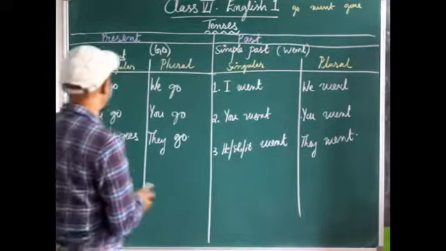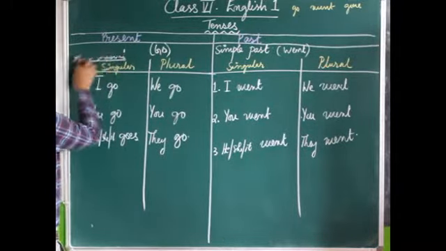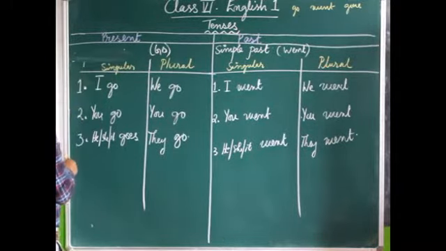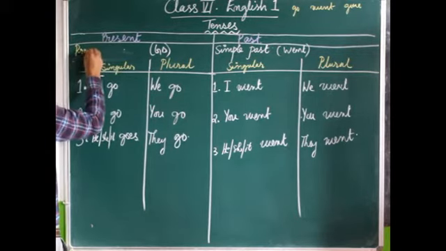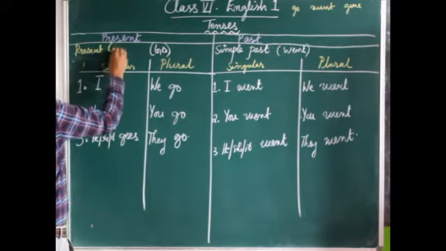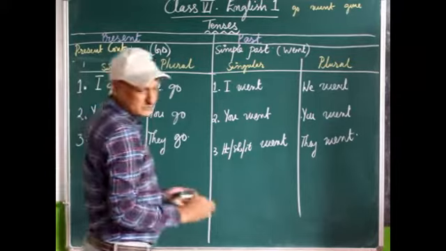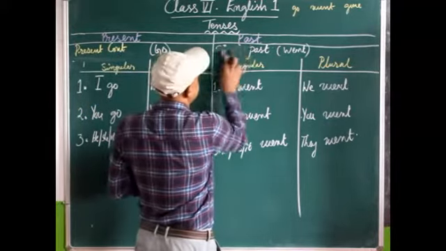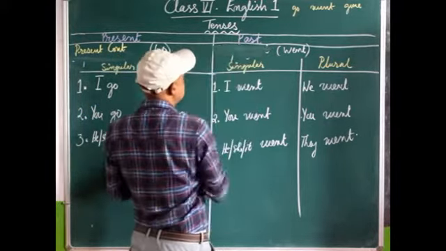Now let us go to the second structure of the format. In the second structure we have present continuous here. We'll be taking present continuous. I'm writing the short form. Here, past continuous.